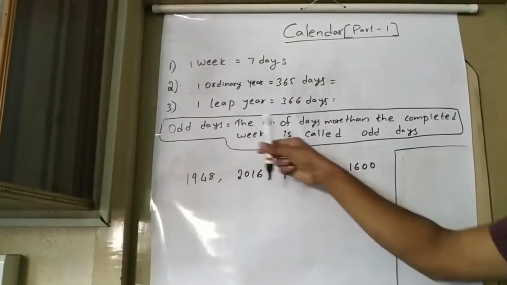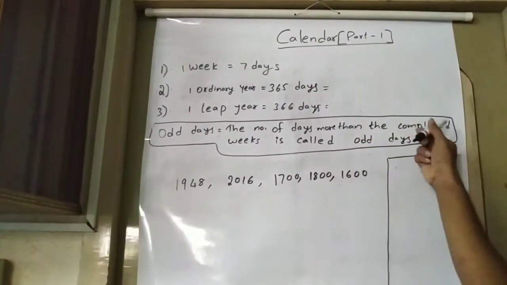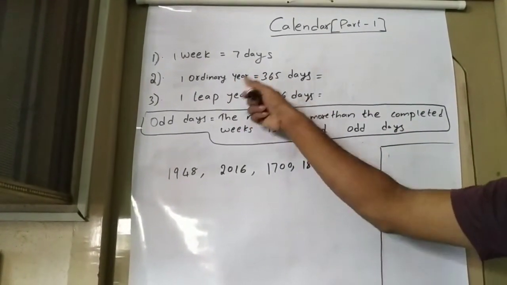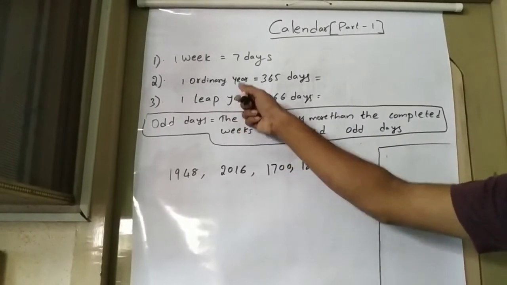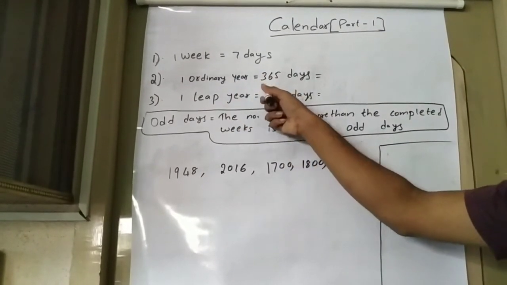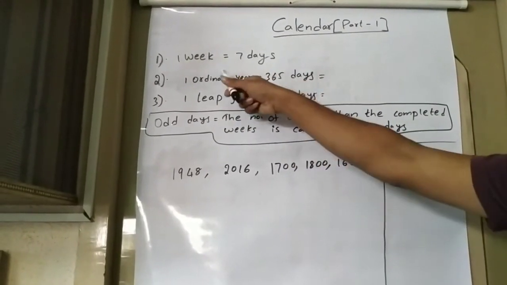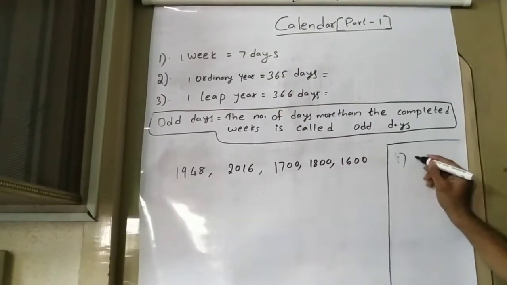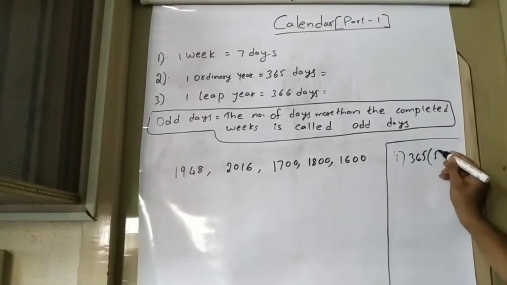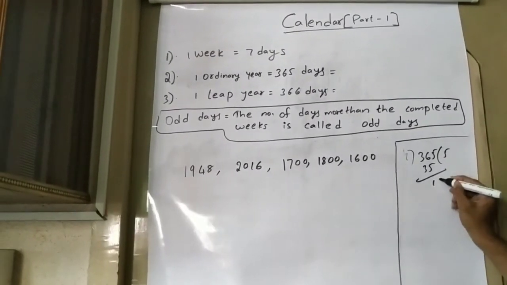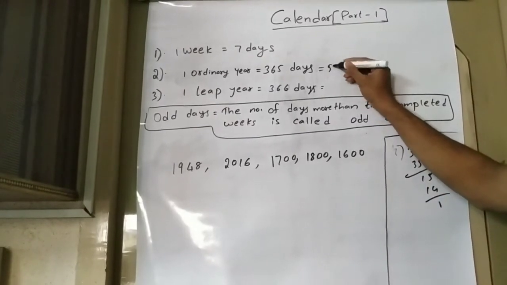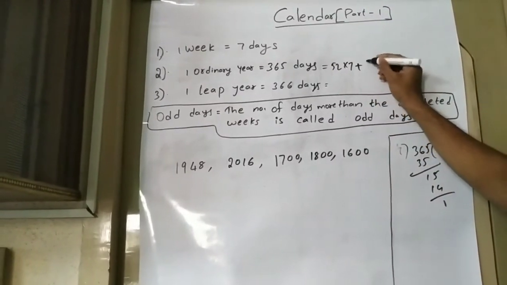So odd days means the number of days more than the completed weeks. Let us find the number of odd days for an ordinary year and a leap year. In an ordinary year there are 365 days. We know that 1 week means 7 days, so divide 365 by 7. 7 5s are 35, 1 5 7 2s are 14, so 1. So 52 into 7 plus 1.